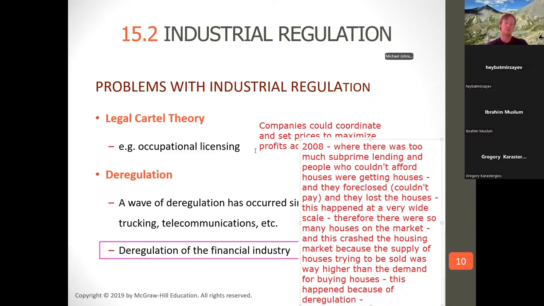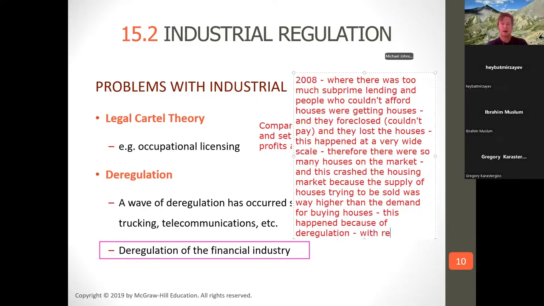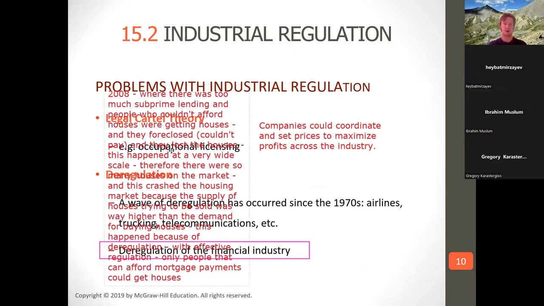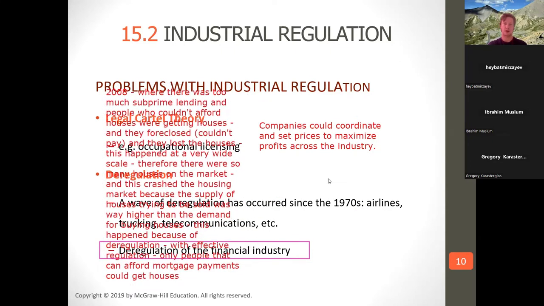Yeah, so with effective regulation, only people that can afford mortgage payments could get houses. So that's why 2008 happened. It was due to too much lending.